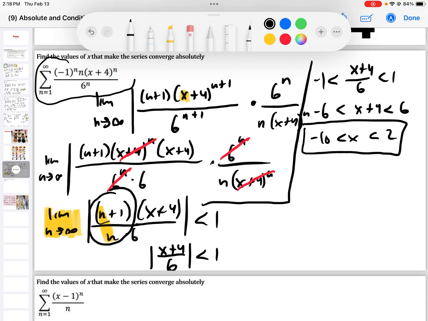So if I plug those in, the series would converge absolutely. If I picked a number like 2, which is in there, it would be 6 to the power of n over 6 to the n times n. That alternating series would converge absolutely.